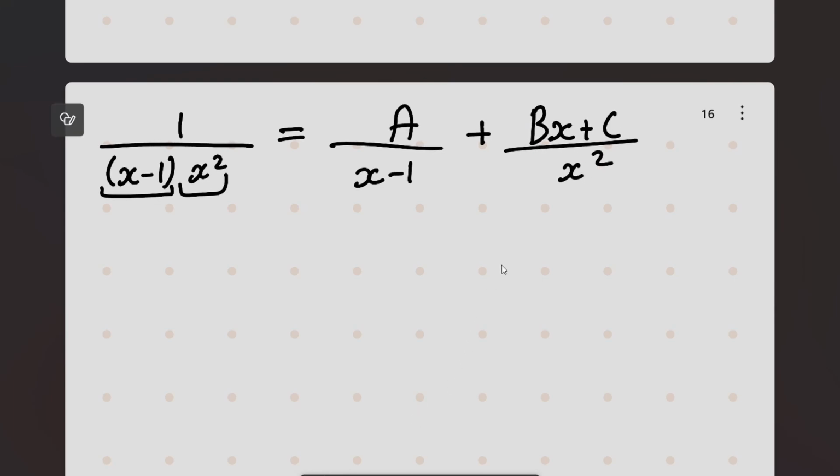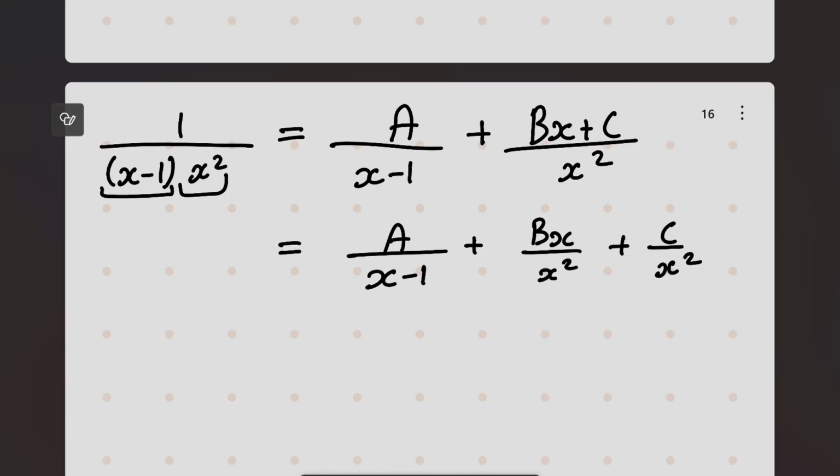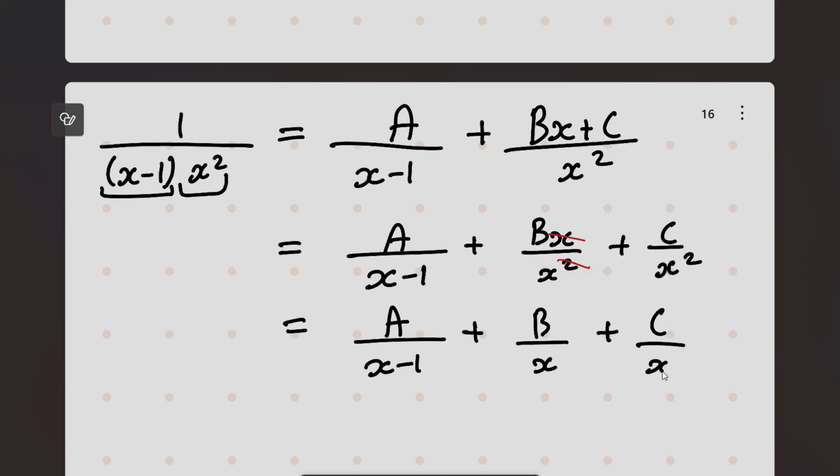As you can see, we could split this into two separate fractions because of the addition. So you're going to get A over x minus 1 as it is. And now you're going to have Bx over x squared plus C over x squared. And now you can simply cancel out one of the x from the fraction of B. And now you just have A over x minus 1 plus B over x plus C over x squared.